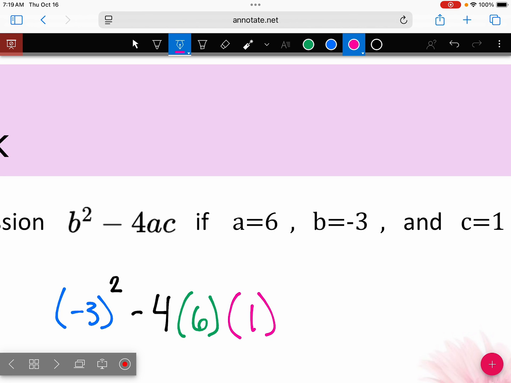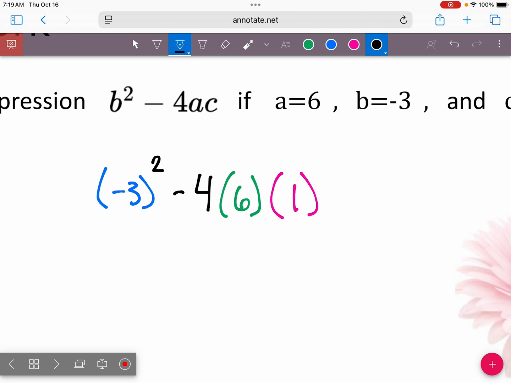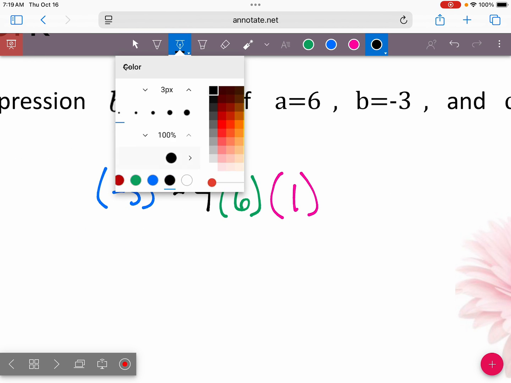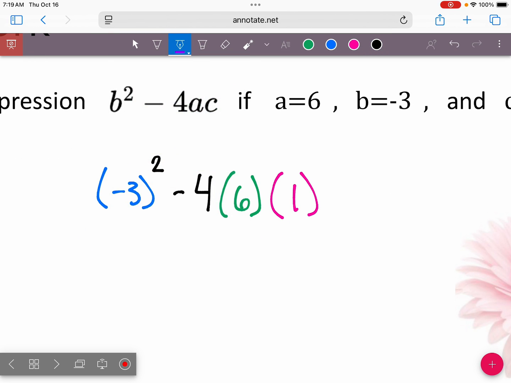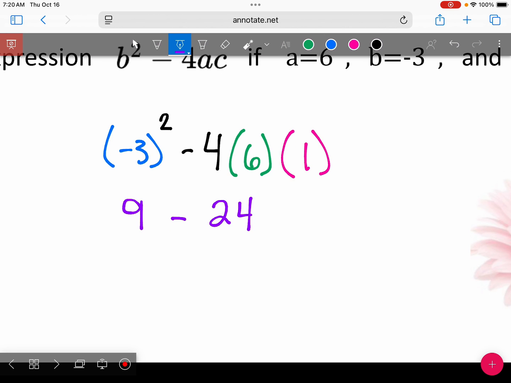And then we can simplify that, because we know that negative 3 squared is going to give us 9. And we know that 4 times 6 is going to give us 24. So what do we get as our final answer on this? Negative 15.